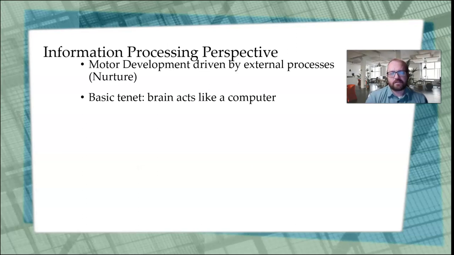Now we're going to switch gears into the information processing perspective, and these scientists get a little bit closer. They're not quite there in what we know today in 2023. They are starting to think some external factors do influence motor development. So they are thinking we can nurture an individual. So their basic tenet was the brain is a computer.